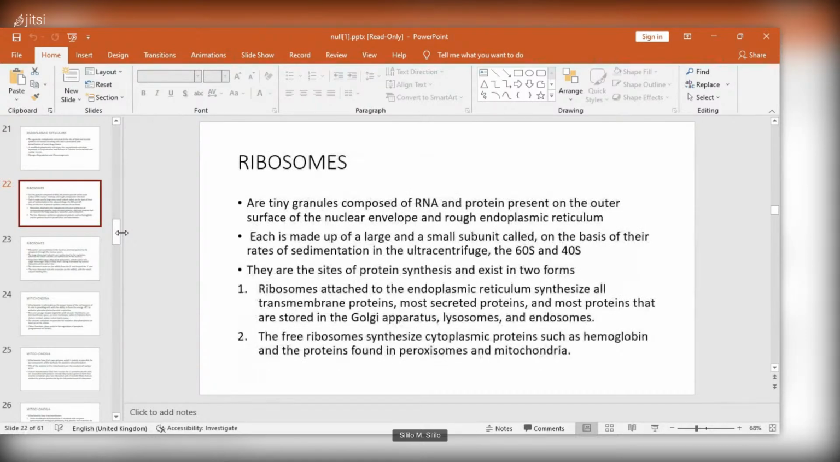Next one, yeah. Some books say they also store calcium, the storage of calcium. Yeah, and that's why I say that we're going to discuss it in detail when we look at muscle physiology.